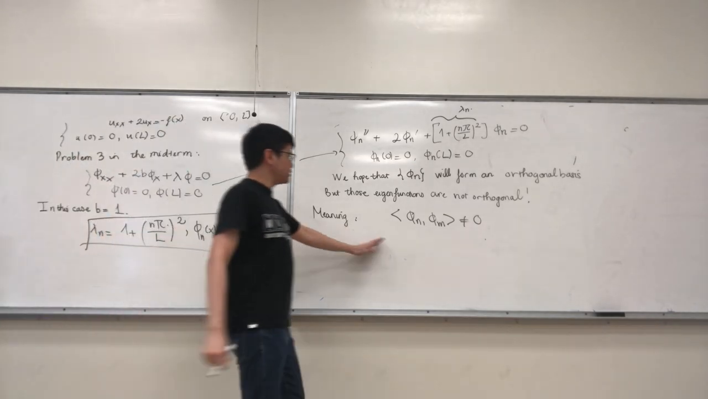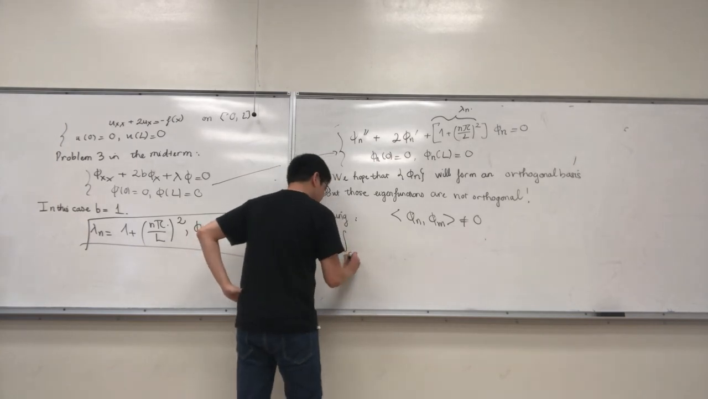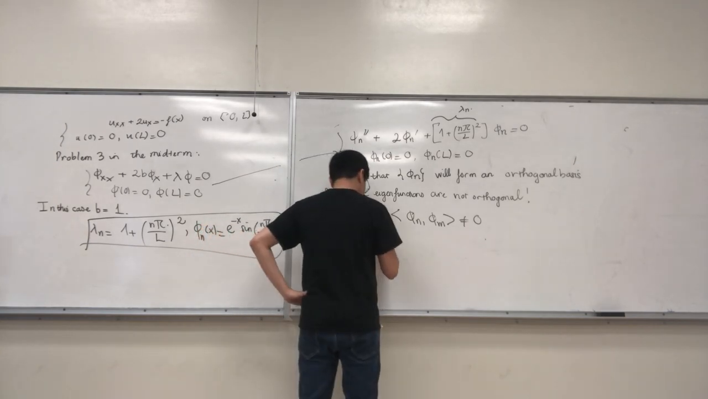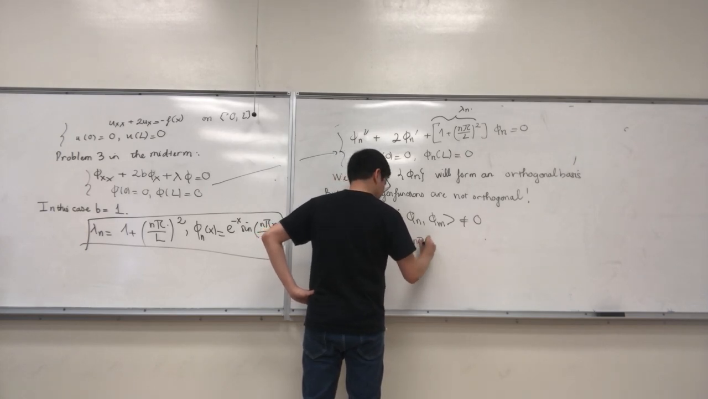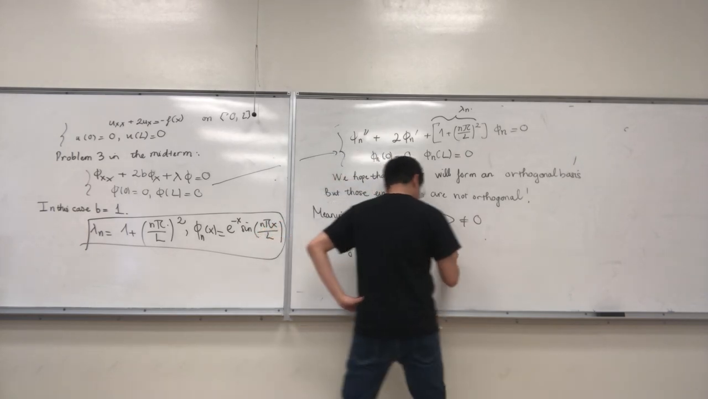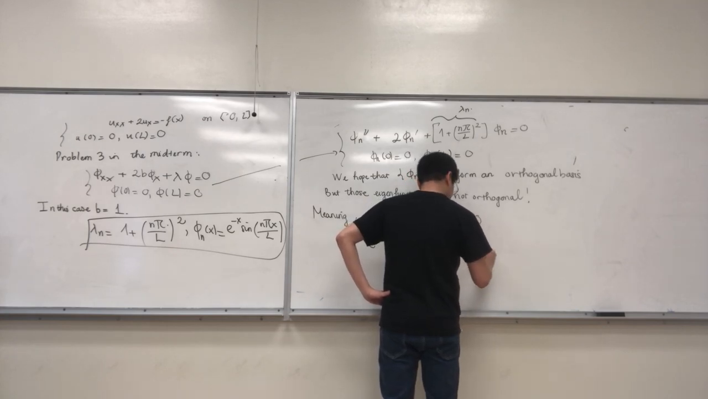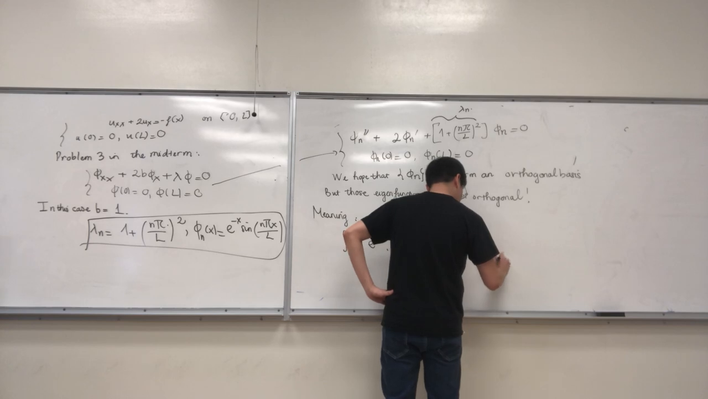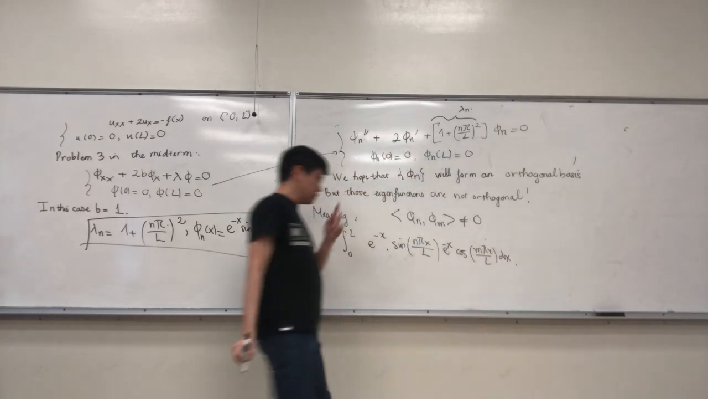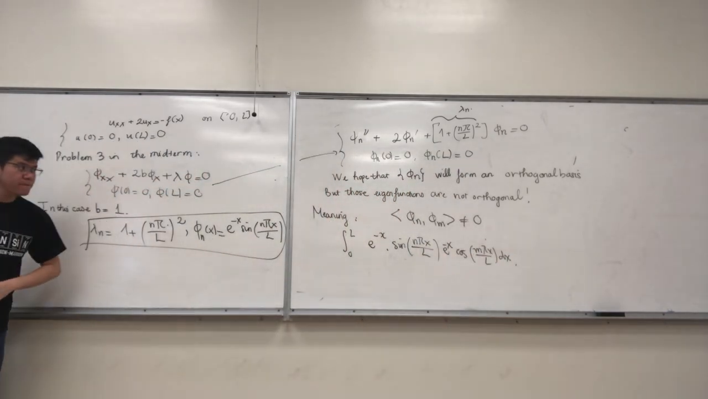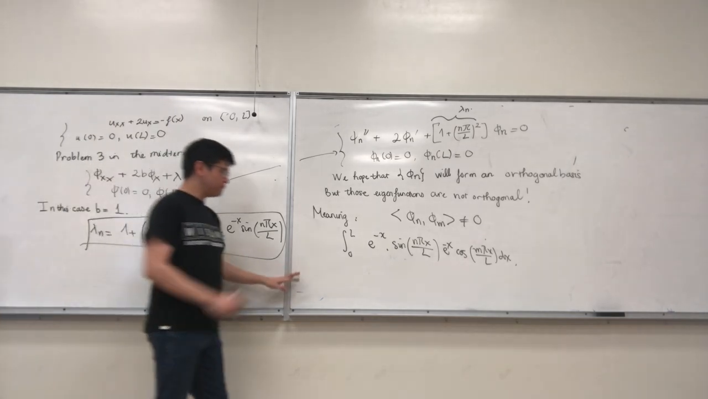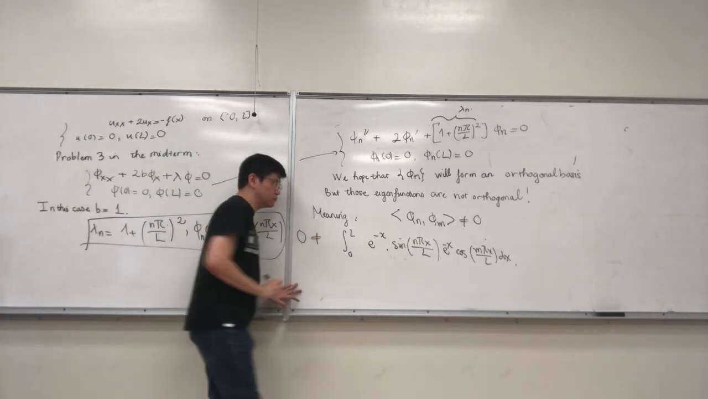So what is the inner product? The inner product will be the integral from 0 to L of exponential minus x sine of n pi x over L, exponential minus x cosine of m pi x over L dx. Alright? And we want to prove that this is different from zero.